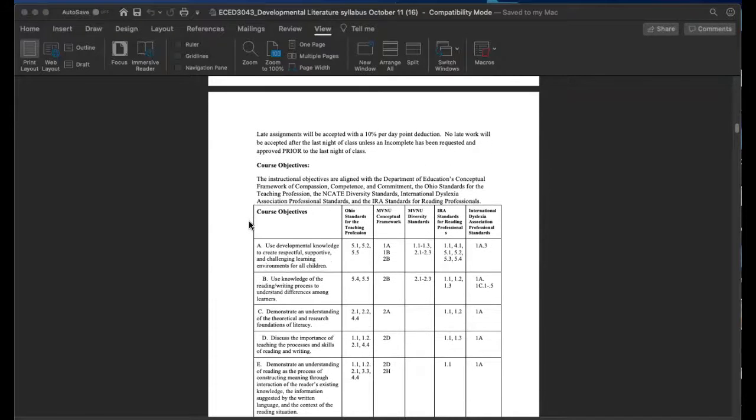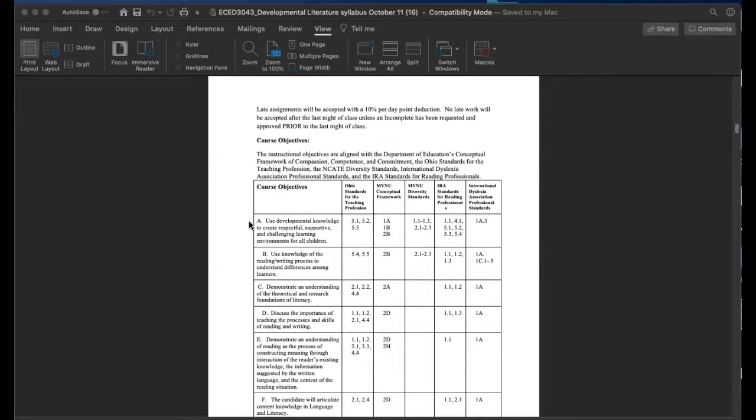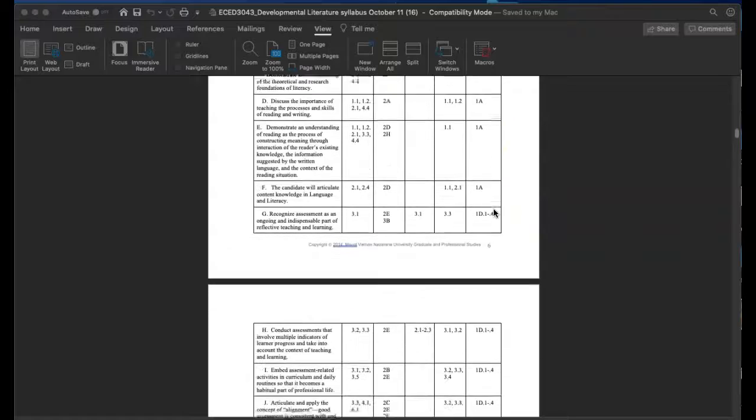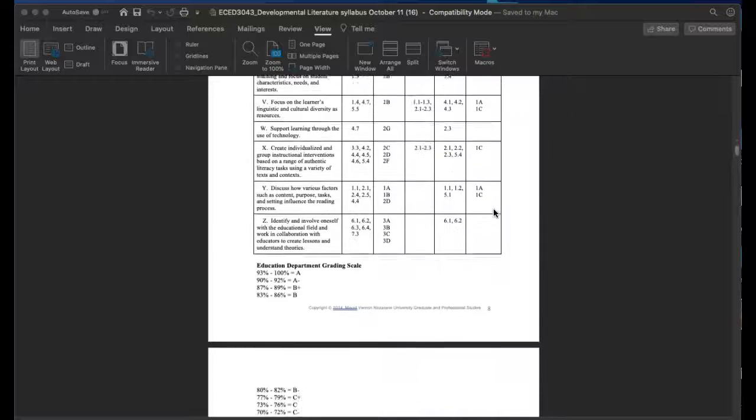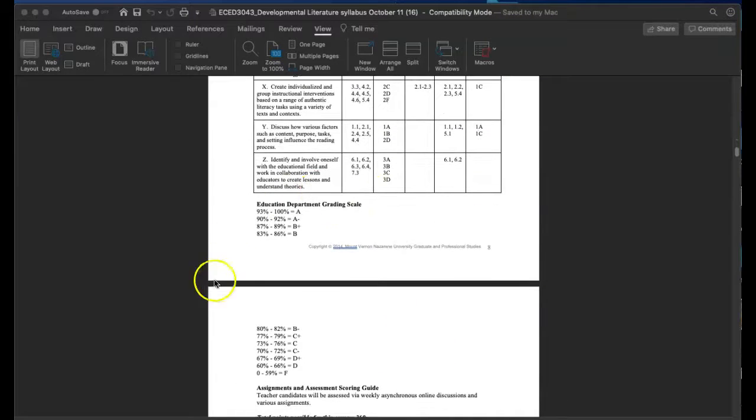These are our course objectives, which align with the Ohio Standards for the Teaching Profession, the MVNU Conceptual Framework, the Diversity Standards of MVNU, the ILA standards for reading professionals, and the dyslexia standards. Here is our grading scale.